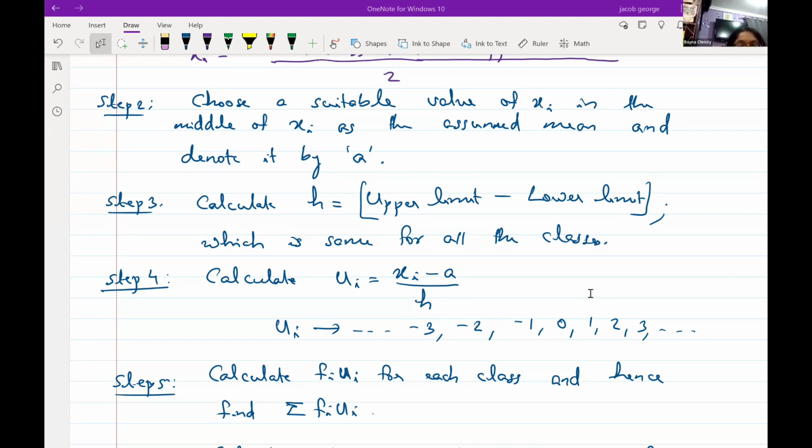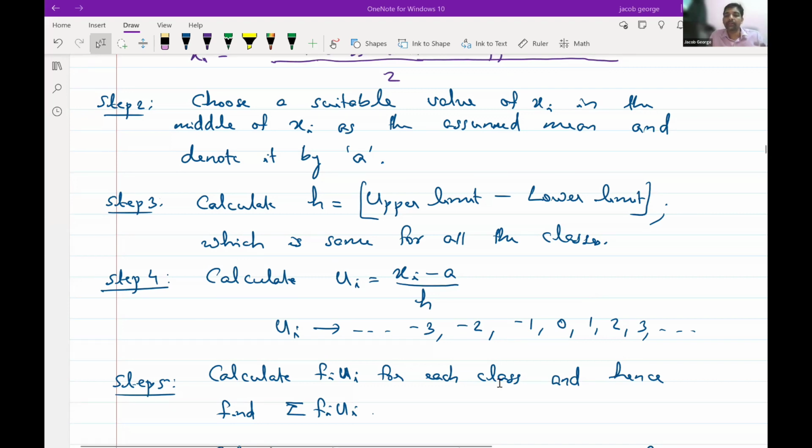Sir, can you explain step 2 again? Step 2 is, I will explain with a sum, then you will understand it clearly. We have to select an assumed mean, that is step 2. Can you explain ui? ui is xi minus a by h. That also I will show in a sum, how to calculate it faster, okay?